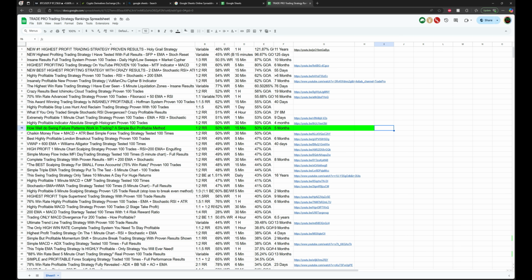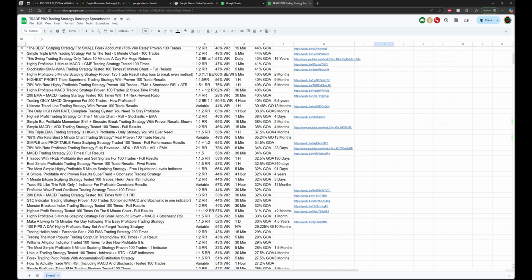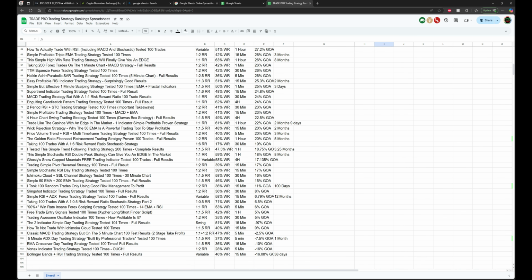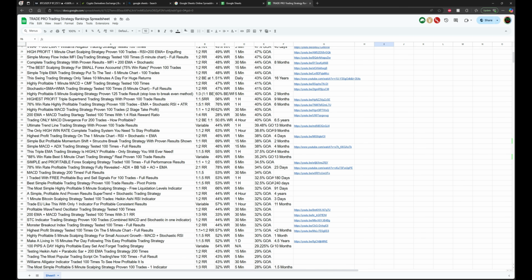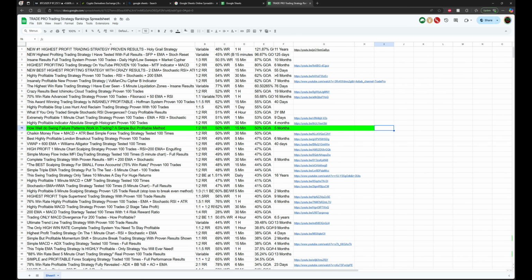So here it is, number 16 on the strategy ranking spreadsheet, with a couple others that were the exact same result, 50% win rate, 1-to-2 risk to reward ratio. This is out of now 103 tests that I've done on the channel, and it's falling on that upper range of all these strategies. So definitely a good strategy, one that performed very well. And that's with just a really, really basic test.